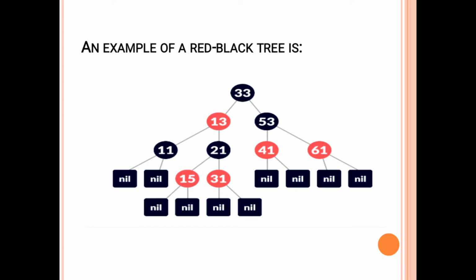Here how many black nodes are there? 2 nodes, 33 and 21. These are 2 black nodes. And next, 33 and 53 and 41. How many black nodes here? Here we have 2 black nodes. So in every path we maintain 2 black nodes. In every path we have the same number of black nodes. That is the fifth property. This is a red black tree example.